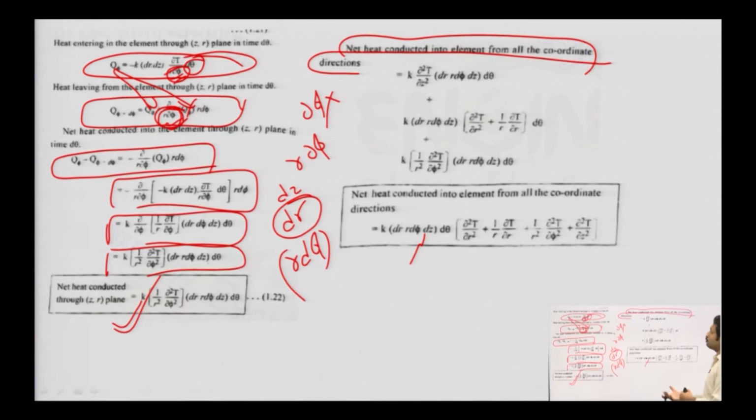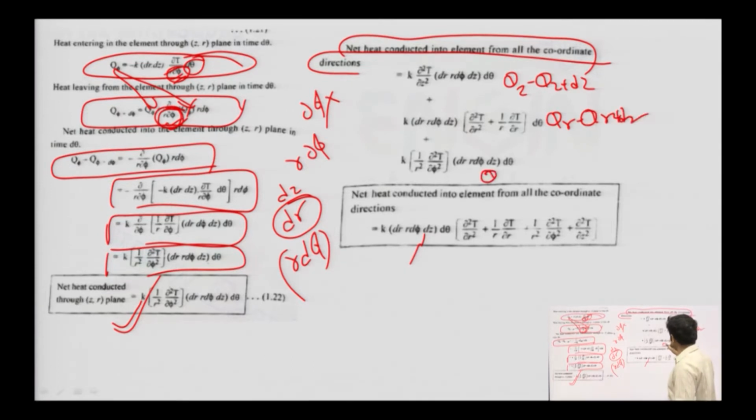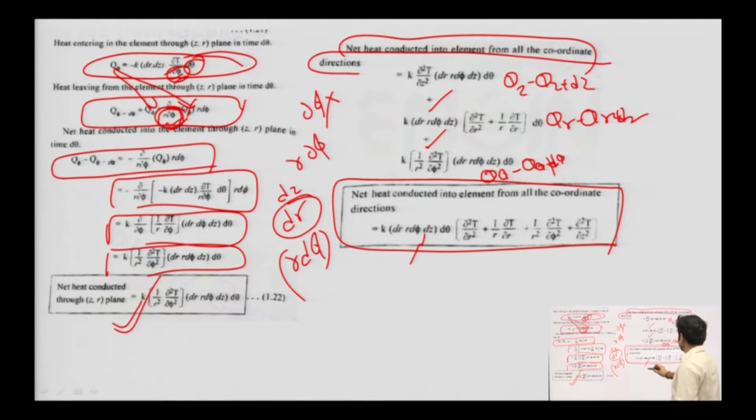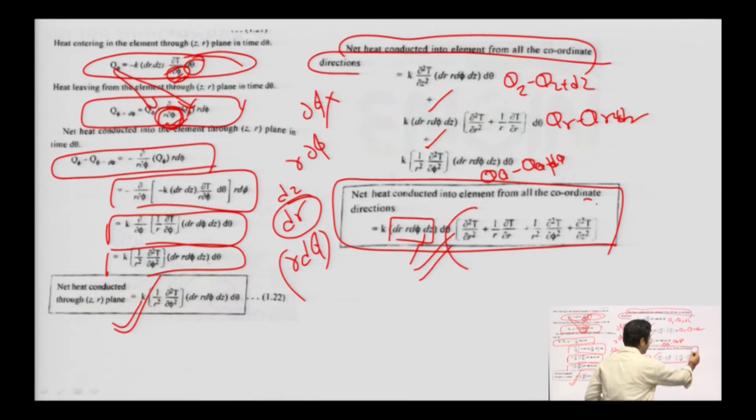So what we are actually trying to do is add up. It will be QZ minus QZ plus DZ, QR minus QR plus DR, and Q phi minus Q phi plus d phi. We have added everything, and by simple rearrangement you can get this. So it's quite simple. It's del square T by del S square, and this is the volume. As I have already told you in my first slide, this is the volume, this is the time, this is the K, and this is the main important thing that you have derived.